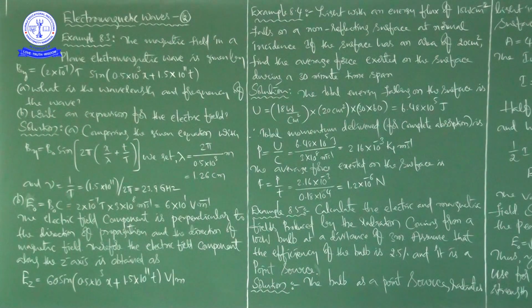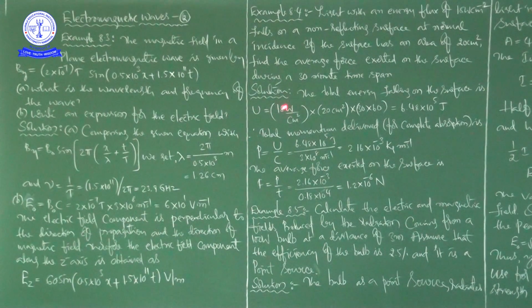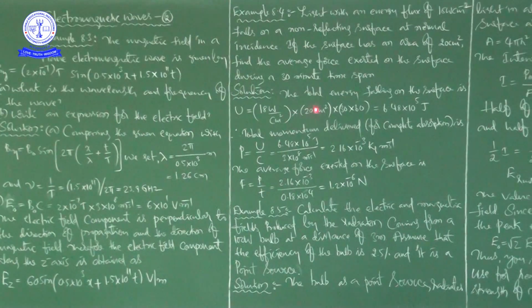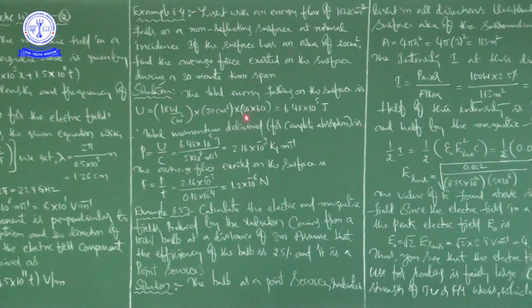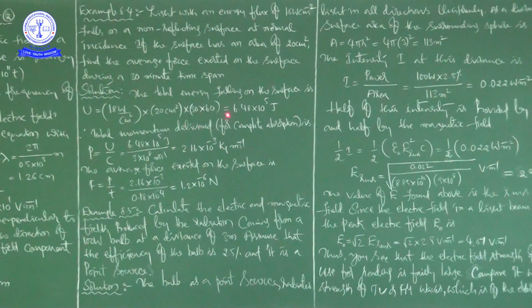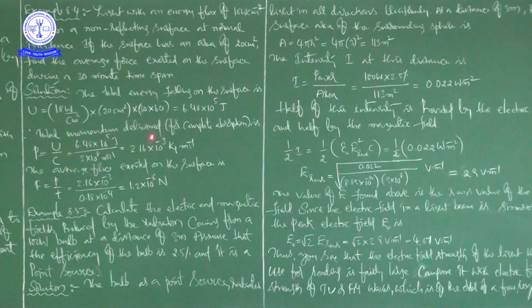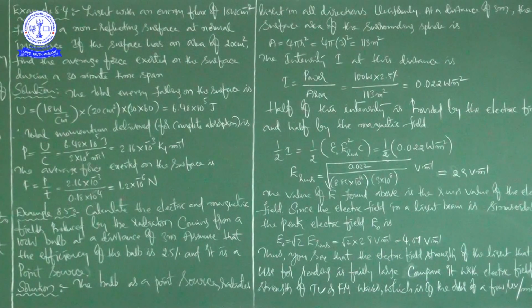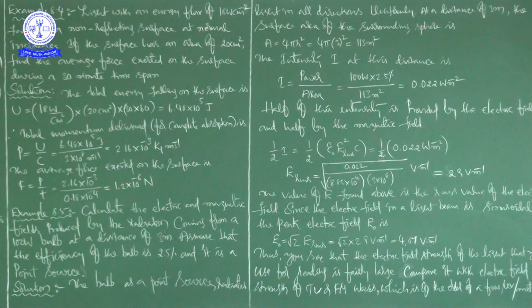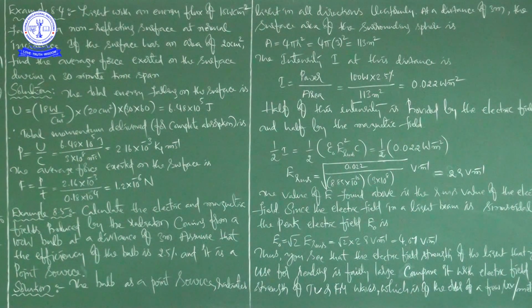Right, see here. The total energy falling on the surface is U equal to 18 watt per centimeter square into 20 centimeter square into 30 into 60. So this is what he is converting from minutes into seconds. So 1 minute is equal to 60 seconds, so 30 minutes is equal to 30 into 60.